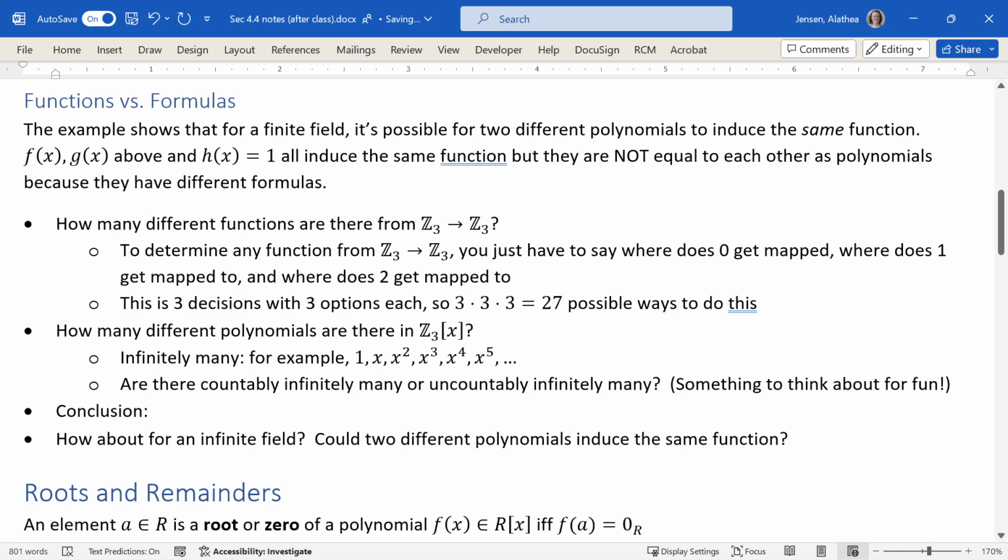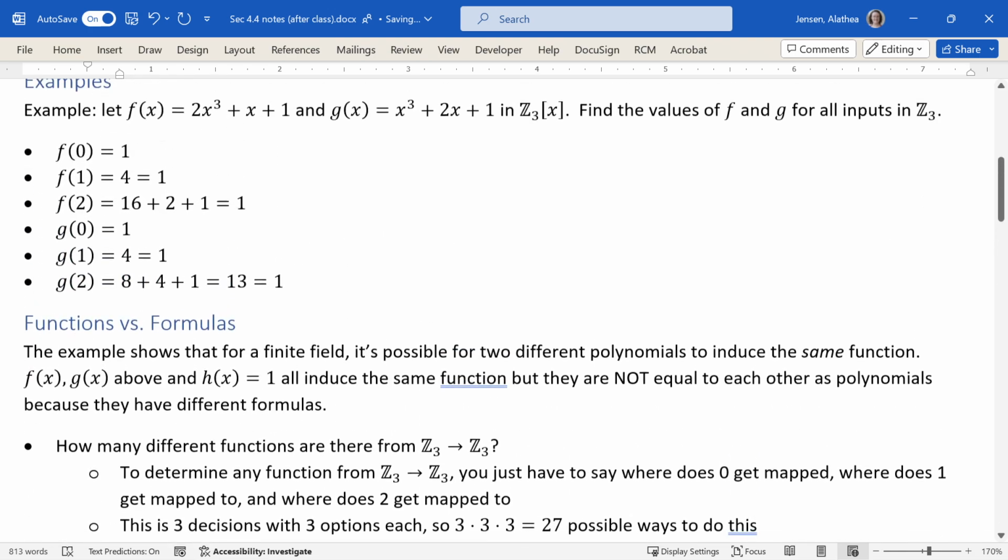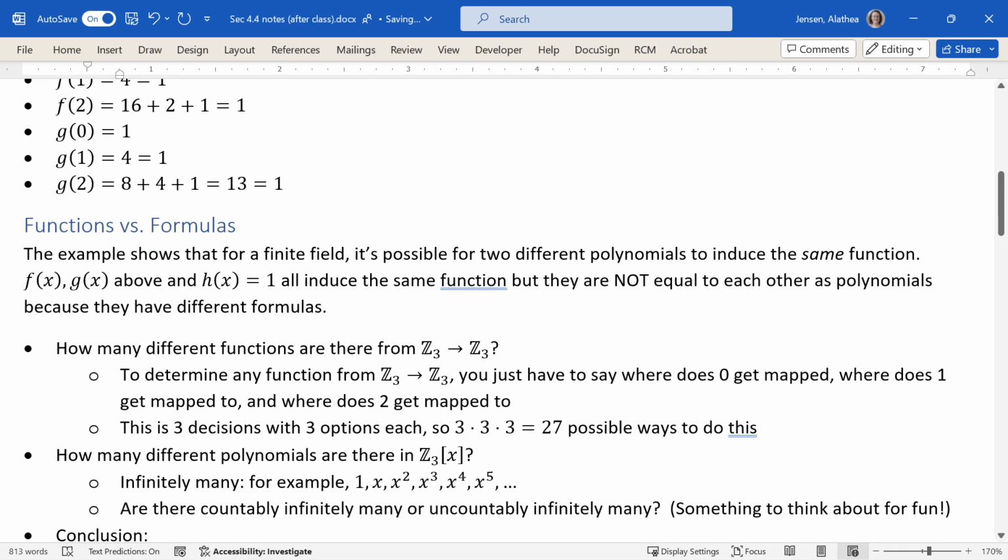Okay, so anyway, the point here is that there's only 27 different functions from Z3 to Z3, but there's infinitely many different polynomials in Z3 bracket X. So the conclusion here is that there are tons of different polynomials that induce the same function. There's only 27 possible functions that these infinitely many polynomials could induce. All right, so examples like the one that we looked at up here are really, really common.